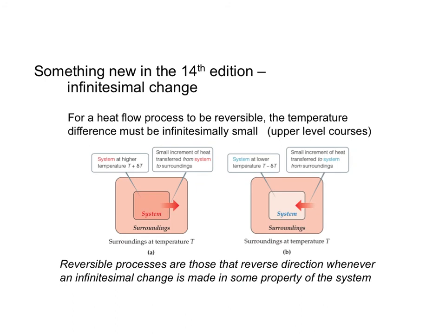Finally, something new in the 14th edition. Infinitesimal change. If you've taken calculus, you know exactly what I'm talking about. But if not, I'll kind of walk through it. So for a heat flow to be reversible, the temperature difference must be infinitesimally small, and it's really covered in an upper level course. So at the end of your section in your textbook, they say, reversible processes are those that reverse direction whenever an infinitesimal change is made to some property of the system. Think about the boiling point, think about the melting point.